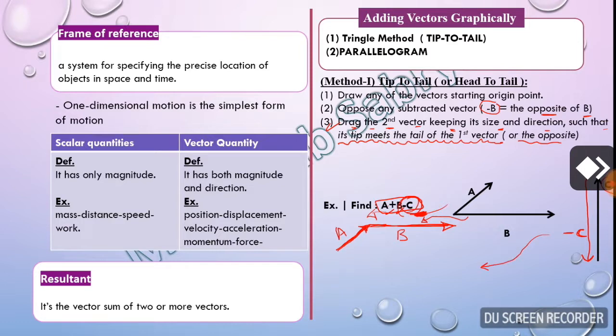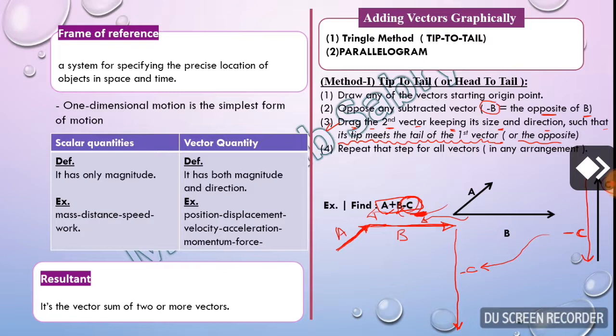So we will drag minus C here. This is minus C. Where is the resultant? Repeat this step for all vectors. Okay, we dragged A, we dragged B, then C. If there is D, we'll drag D, and so on.